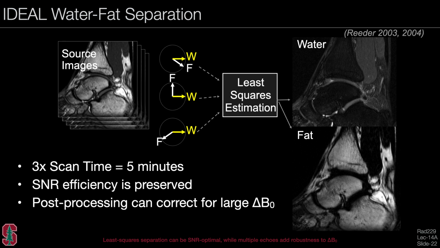And like the Dixon techniques, we use a post-processing that can correct for large variations in the static magnetic field. And in fact, these techniques are some of the most robust ways to separate water and fat in the presence of large static magnetic field inhomogeneities.